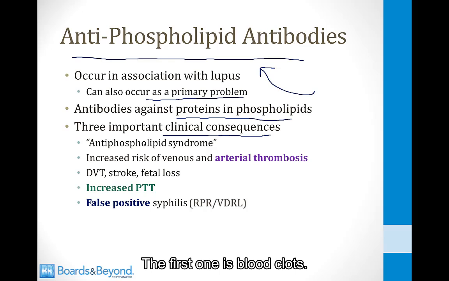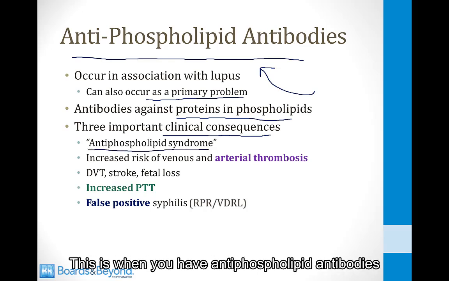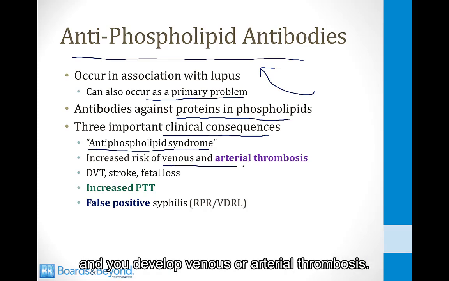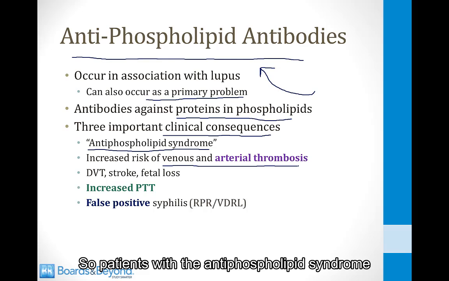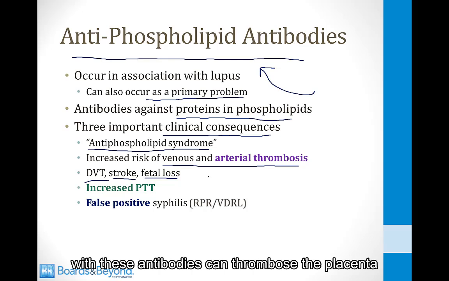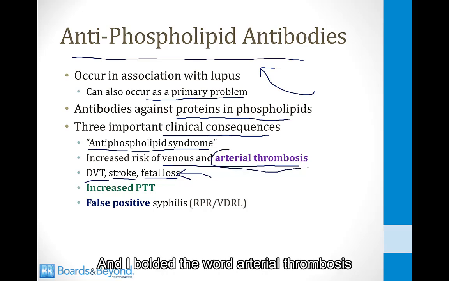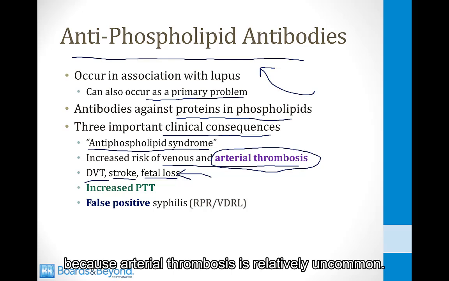The first one is blood clots. This is called the antiphospholipid syndrome. This is when you have antiphospholipid antibodies and you develop venous or arterial thrombosis. So patients with the antiphospholipid syndrome can have DVTs and strokes. They can also have fetal loss. Women who get pregnant with these antibodies can thrombose the placenta and have recurrent fetal loss as a result of antiphospholipid antibodies. And I've bolded the word arterial thrombosis because arterial thrombosis is relatively uncommon.